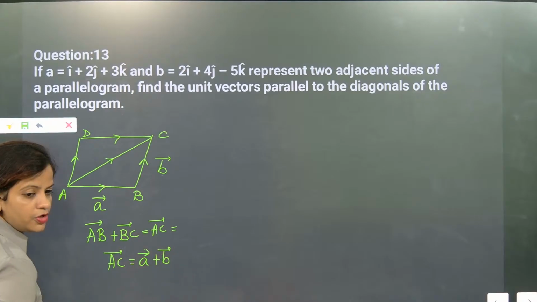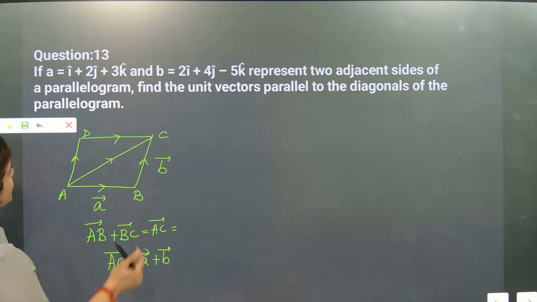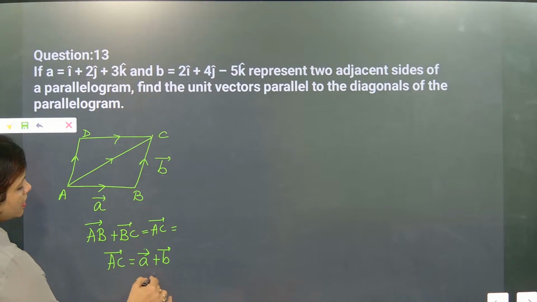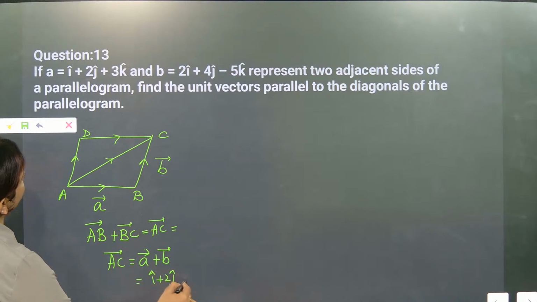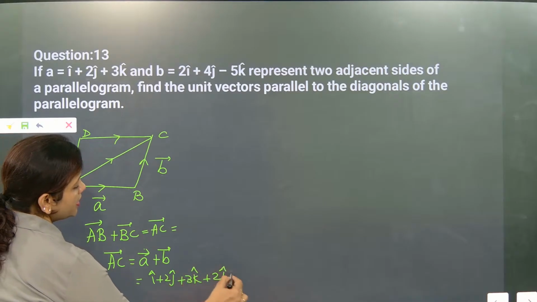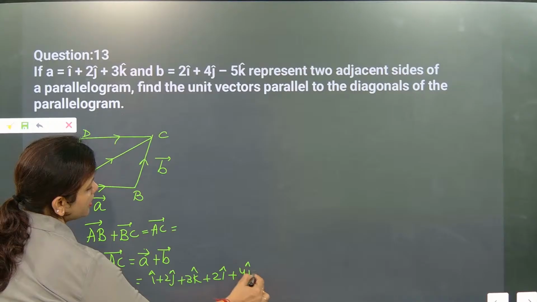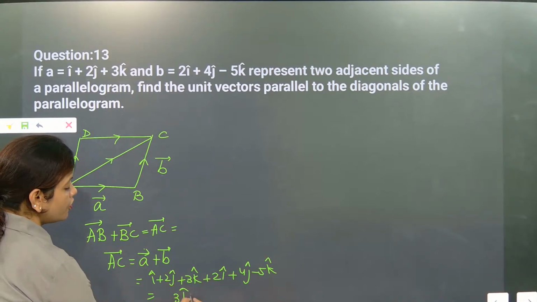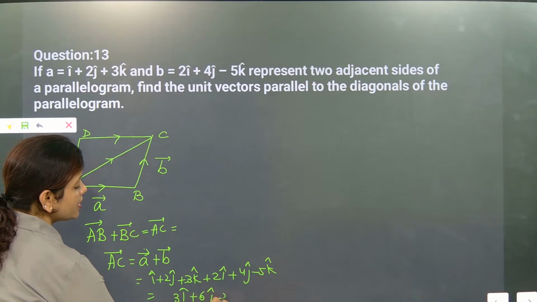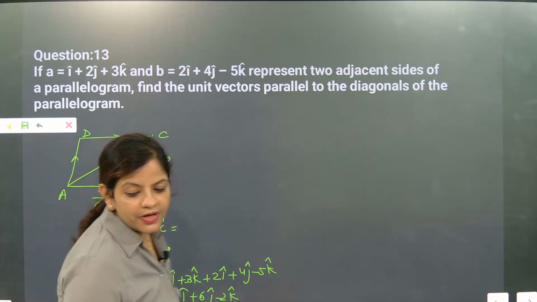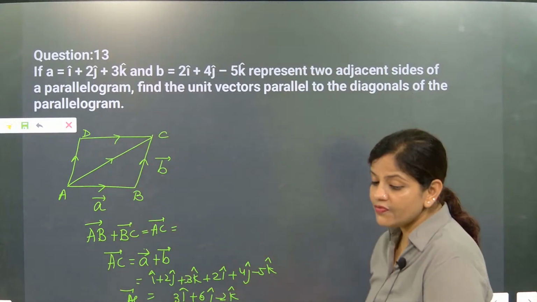Here the position word they have not used, so directly we can go for it. What is A vector, beta? So AC vector is coming as, we will add: i vector plus 2j vector plus 3k vector, plus 2i plus 4j and minus 5k vector. So 1 plus 2 will become 3i. Now 2 plus 4 will become 6j and here it will become minus 2k. So this is AC vector. Understood? This is AC vector.